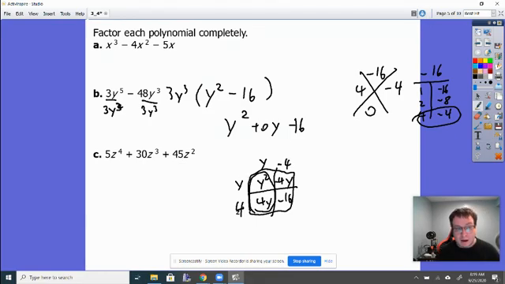So again, we're kind of going backwards on the area model because normally we would take the outsides and get the insides. Now we're starting with the insides and trying to get the outsides. So then I'm left with y plus 4, y minus 4, and then I need to bring back my GCF. Okay, so again, one more time, if you need to pause, go ahead and pause now.